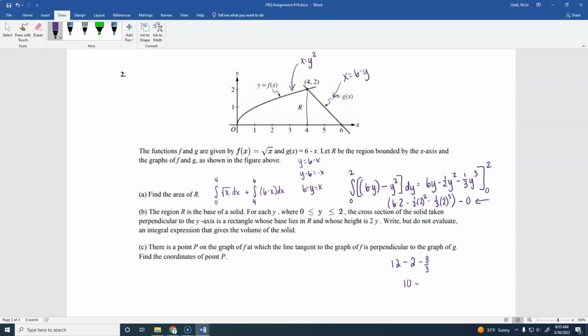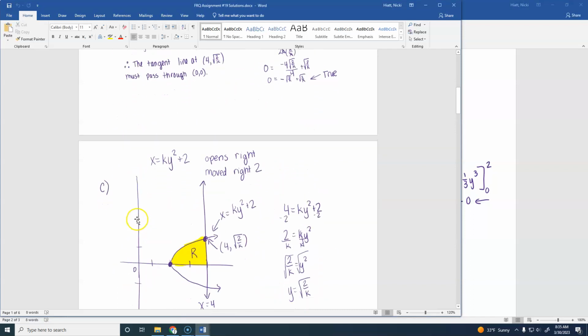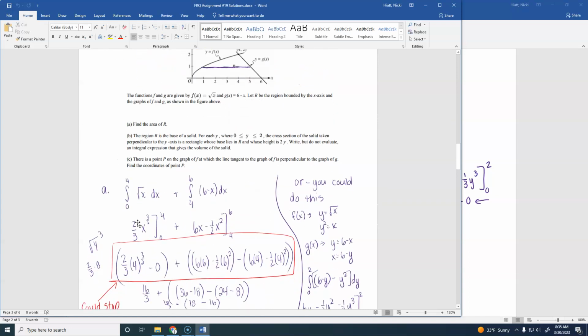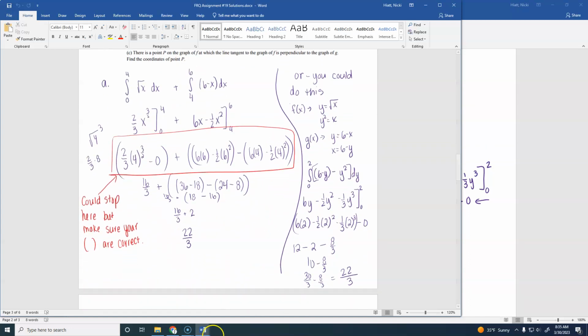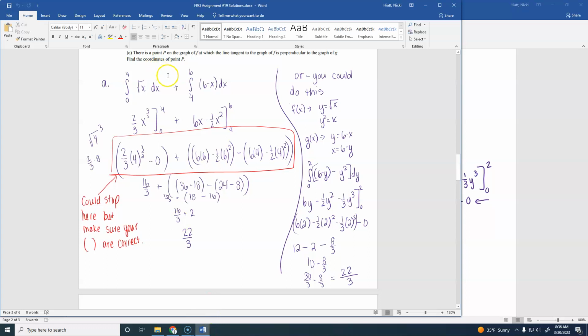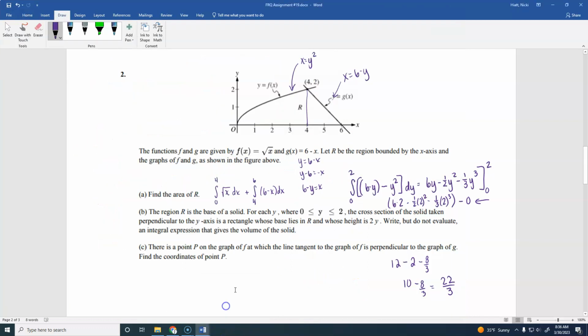But that's 30 over 3, so 22 over 3. Is that what I had on my solutions? Let me make sure. 22 over 3, yep, okay. You can see I worked it out both ways on the key if you want to see it worked out this way. You can do it this way, or you can do it in terms of y. Not a big difference either way for this.